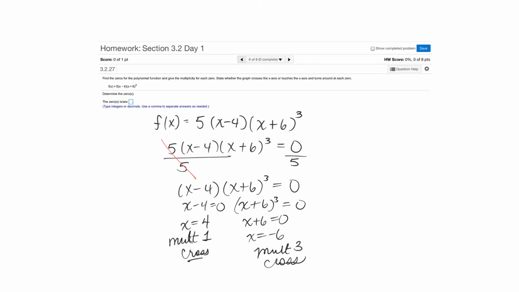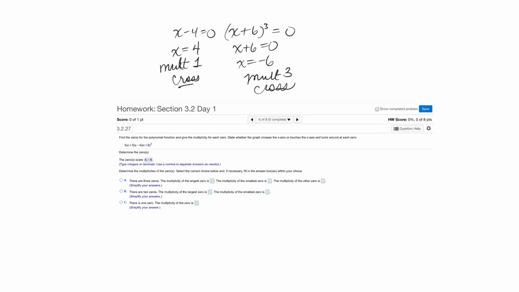So now the thing that's a bit odd about the way the homework works is I'm going to show you next. So we decided that x equals 4 is a 0, an x-intercept, and it's going to cross there, and negative 6 is also a 0, and it's going to cross there as well. So it's a multiple choice. I typed in 4 and negative 6. Now, it's multiple choice.